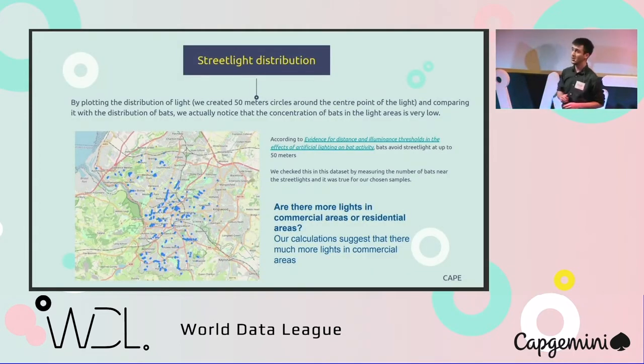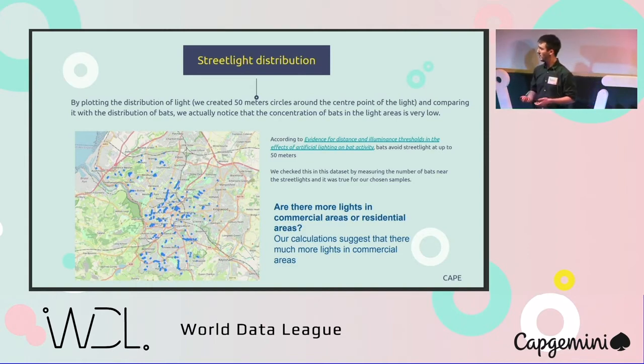Also, something we looked at was a question that was proposed: which areas are more illuminated, urban areas or commercial areas? We took a subset of the streetlight information, and we figured out that the commercial areas, although there are fewer of them than urban areas, are more illuminated.